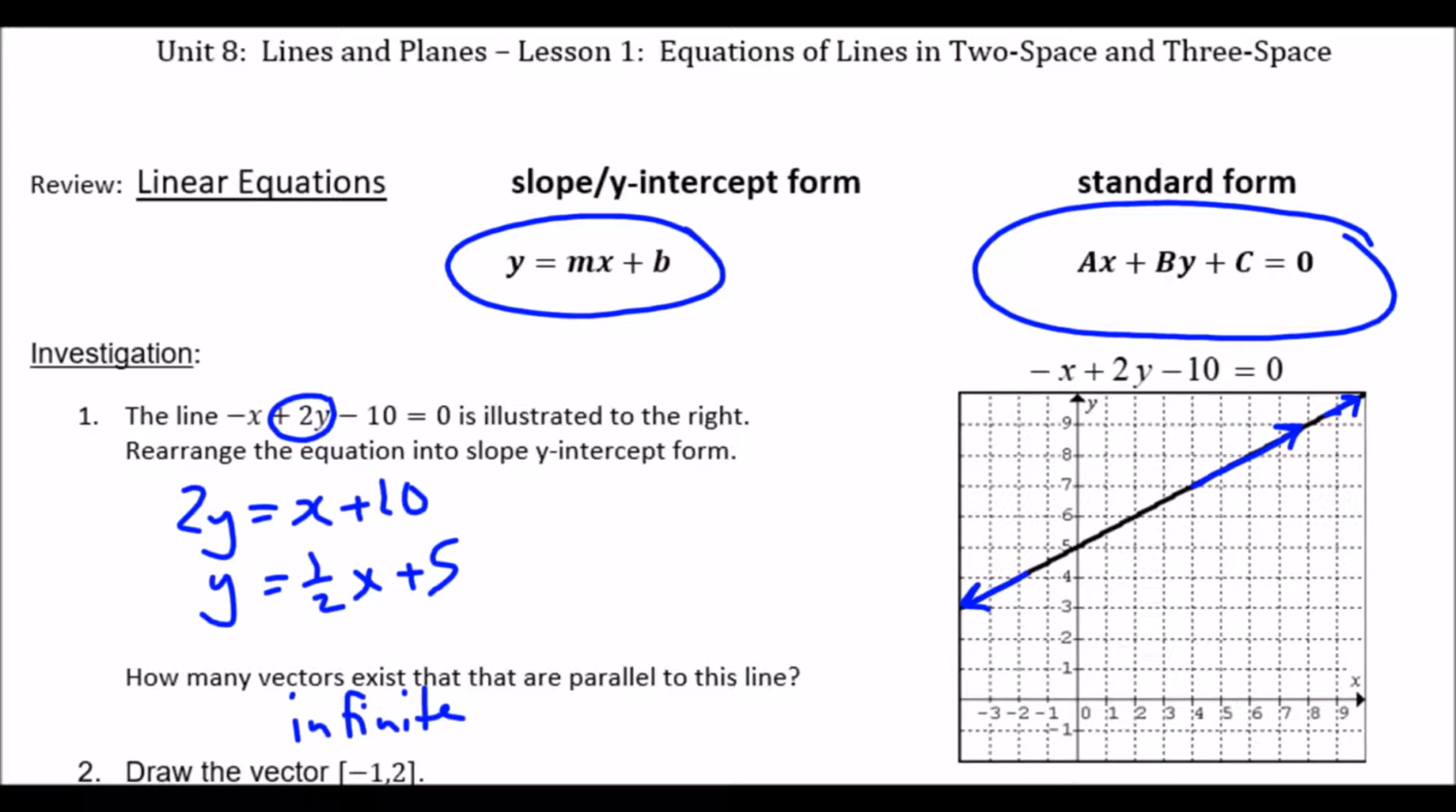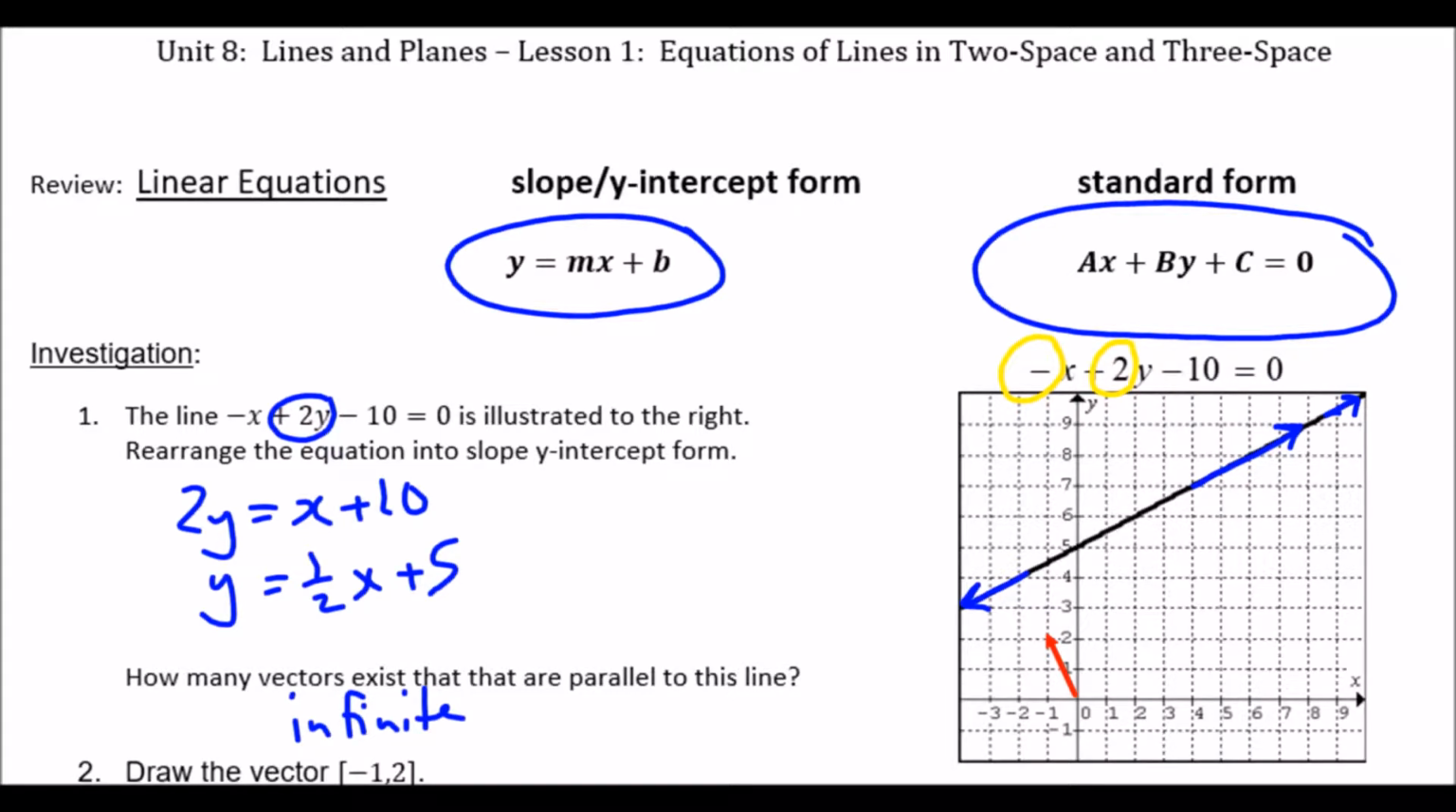Now I want to draw the vector negative 1, 2. Where did those numbers come from? We'll see in a second, but here is the vector negative 1, 2. There it is, right over there. Now, again, where do these numbers come from? If I look here, negative 1, 2, I look at my given equation, this guy here, I can see negative 1 would be my A value, and 2 is my B value. So that's where I got it from.